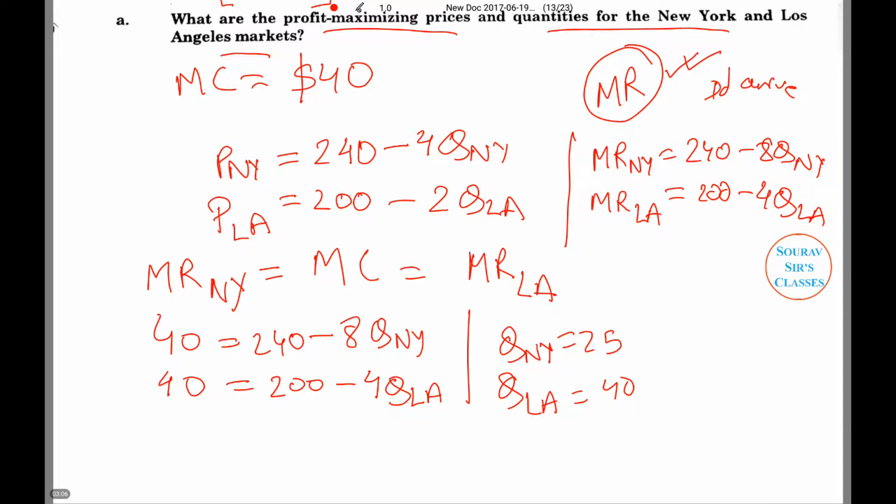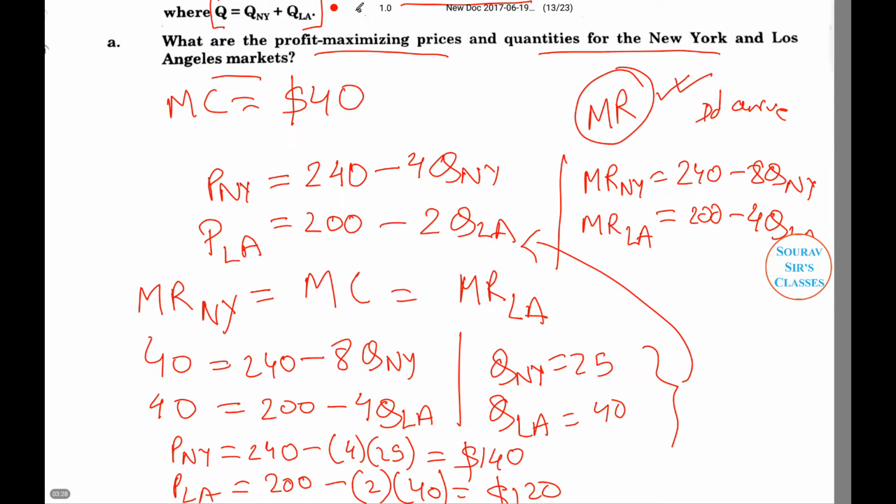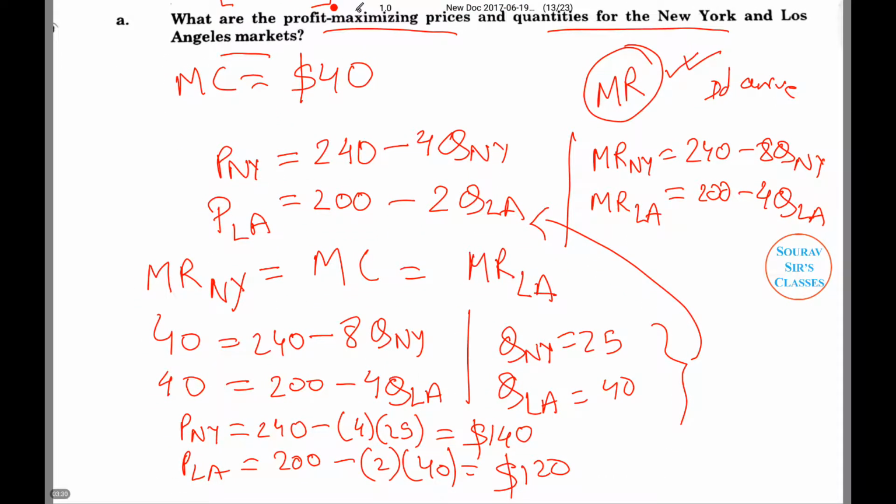Now, to determine the price in each sub-market, we substitute the profit maximizing quantity into the respective demand equation. We get PNY equals 240 minus 4 into 25, giving us $140. Similarly, for LA, PLA equals 200 minus 2 into 40, giving us $120. Moving on to the next subpart.